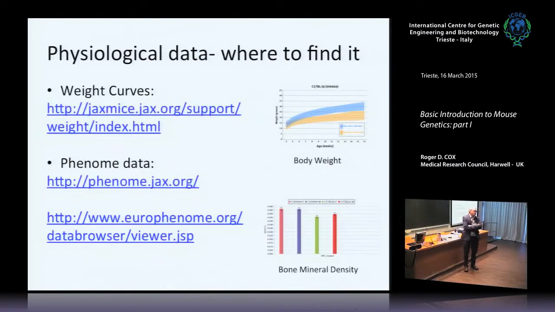So I put a few links in for where you can find some basic data. There are weight curves at the JAX lab. There's phenomic data, so that's phenotype data at the phenome at JAX and also at Europhenome. So if you want to look at traits and phenotypes, for example, there's some bone mineral density data there for a comparison between C3H and black 6 mice. And I'll explain a bit more about the strains shortly.